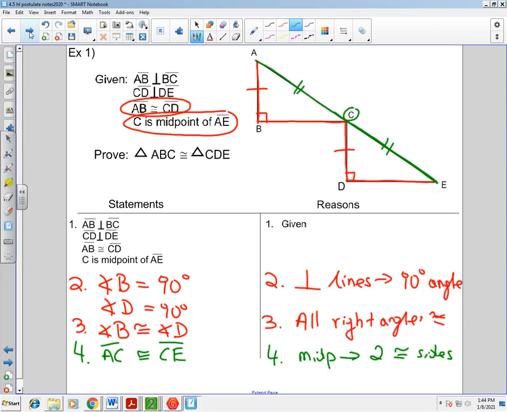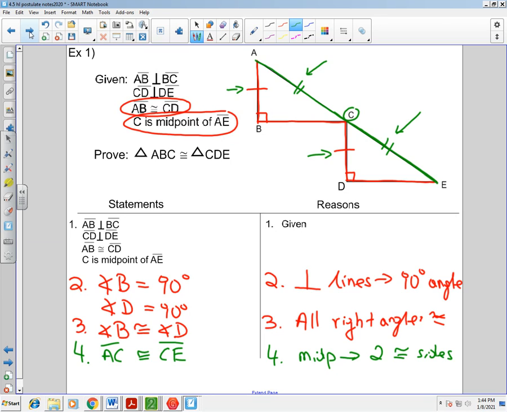All right, so take a look at the picture. What do I have? I have hypotenuse. Please remember this segment in green over here is the hypotenuse because it's always across from the right angle. I also have hypotenuse, I have leg, and I have leg. So in this case, I can use HL.